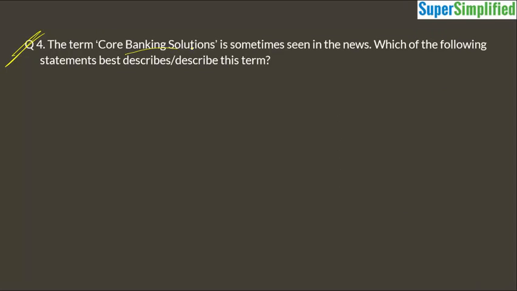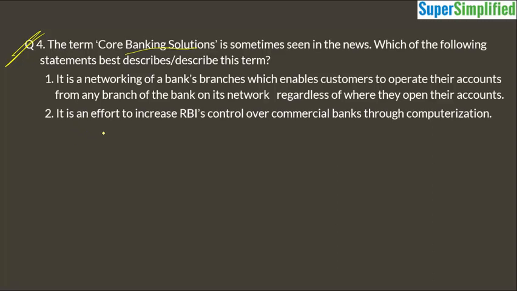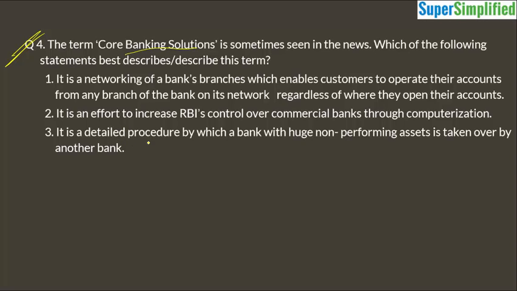The term core banking solutions is sometimes seen in news. Which of the following statements best describes this term? Statement 1, it is a networking of a bank's branches which enables customers to operate their accounts from any branch of the bank on its network regardless of where they open their account. Statement 2, it is an effort to increase RBI's control over commercial banks through computerization. Statement 3, it is a detailed procedure by which a bank with huge NPA, non-performing assets, is taken over by another bank. So this is a very common question, so you must be aware of this.